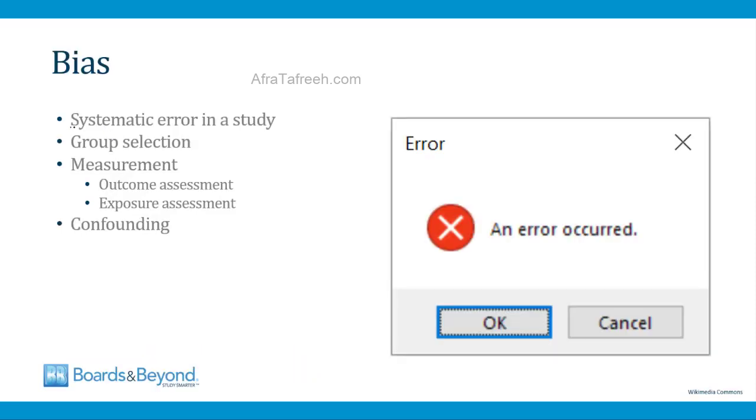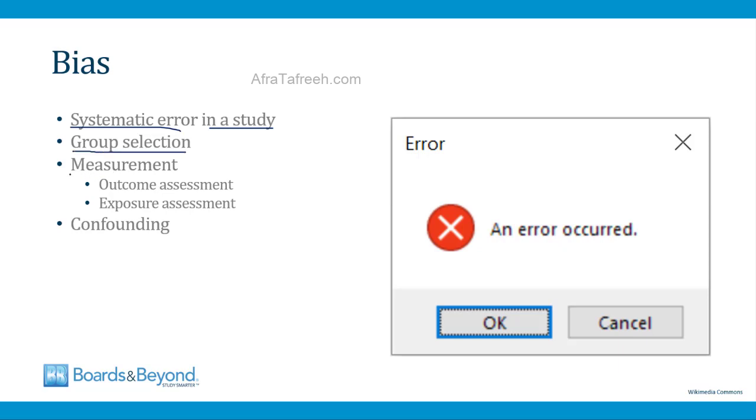Bias refers to a systematic error in a study, either an epidemiology study or a clinical trial or a research study. And there are a couple of ways that studies can be flawed because of bias. First of all, there can be a problem with the selection of the group you're going to study, and we'll talk more about this in a minute.